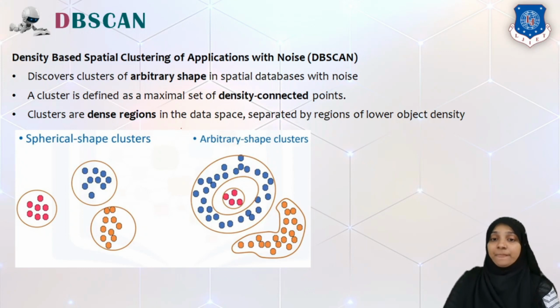The name itself is very large, but the working and the actions are very simple. Let us see that. It basically discovers arbitrary-shaped data in a spatial database which also has some outliers or noise in it. A cluster here is defined as a maximal set of density-connected points. That means those points which are closer to each other in terms of density are called one cluster. And here the clusters are dense regions in a data space separated by regions of lower density objects.